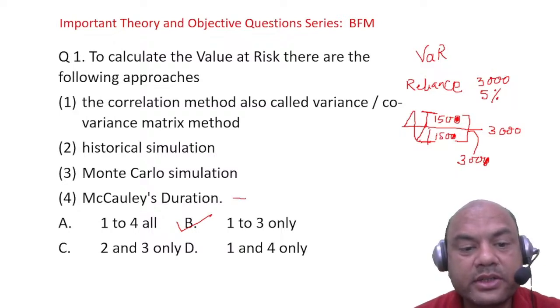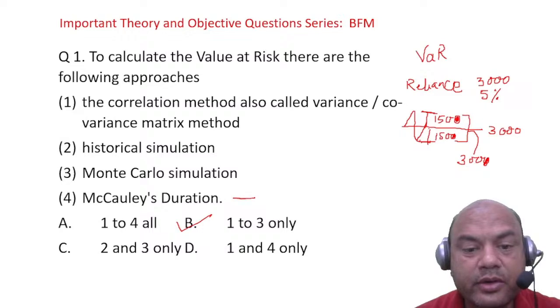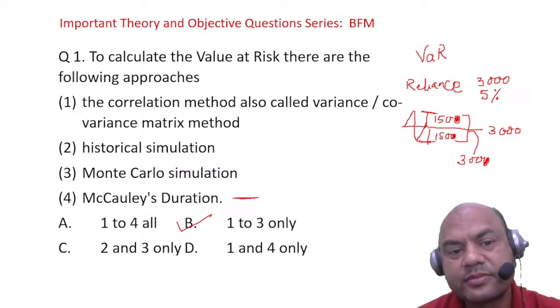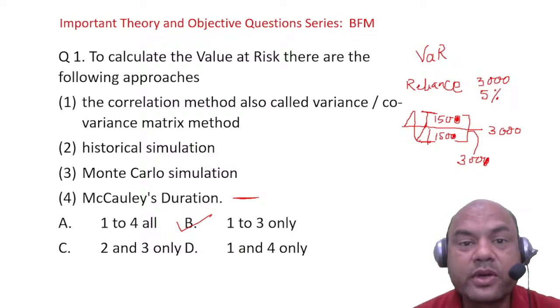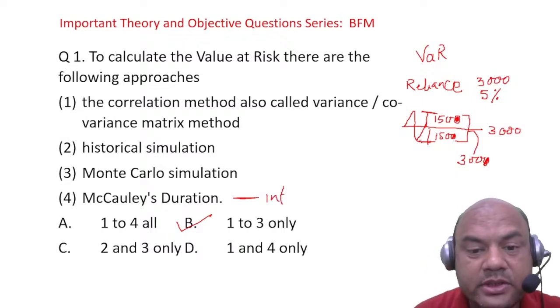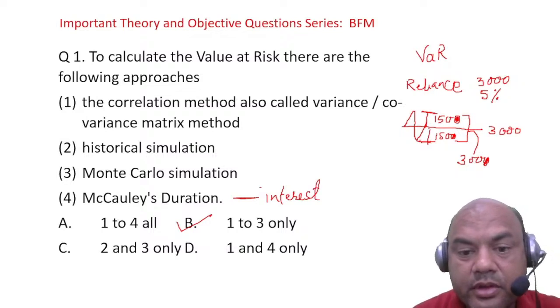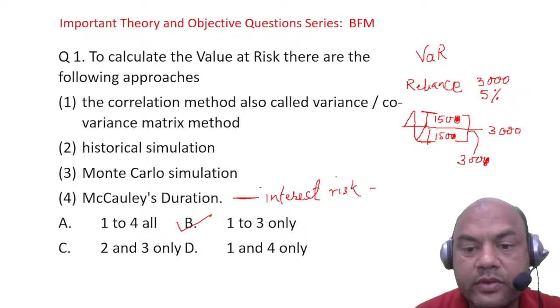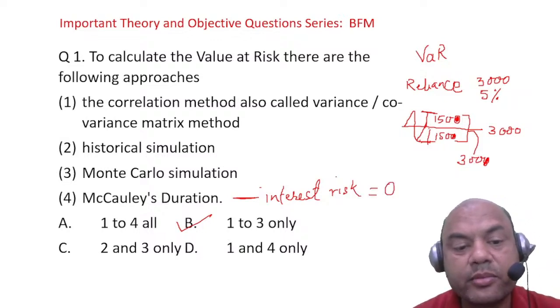Macaulay's duration is used for something else. What is Macaulay's duration? Macaulay's duration is that period of the bond in which the interest rate risk is zeroized. Interest rate risk equals 0. That is the Macaulay's duration.